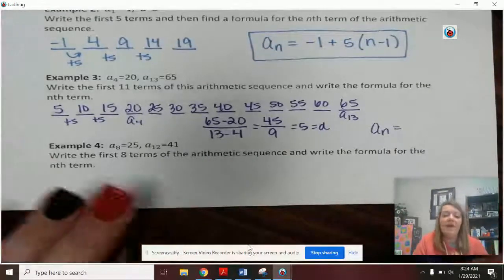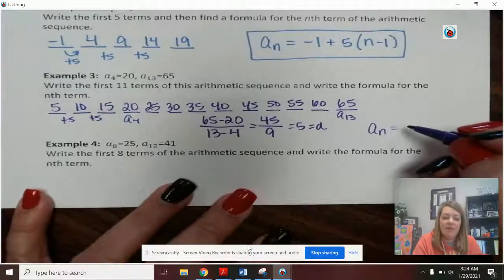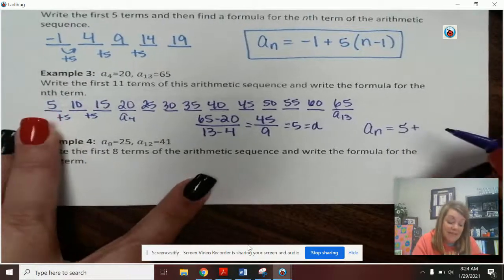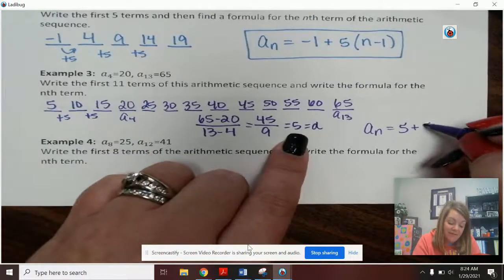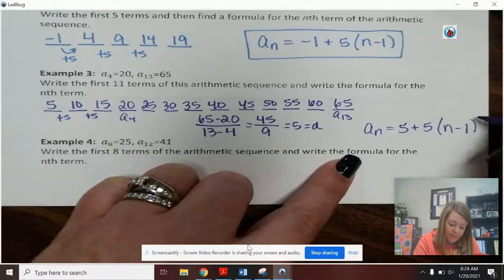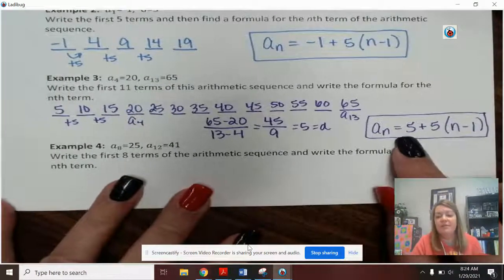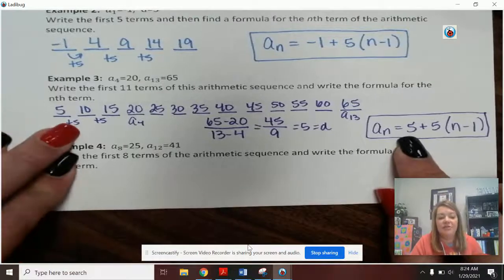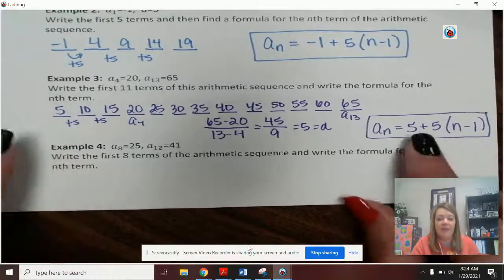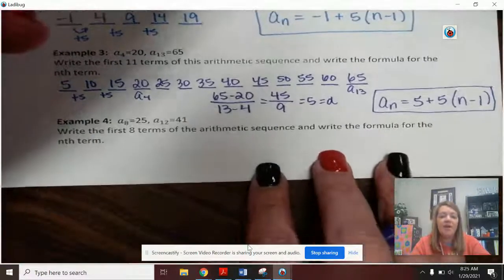Okay, so now I think I have all of my pieces of information to write the formula. So a sub n equals a sub 1, which is the very first term, which is 5, plus d, which also happens to be 5, times n minus 1. So those 5s are the same by chance, okay? This is the first term, and it's also the difference, okay? So that doesn't happen, that they're always the same. It only happened because the first term and the d were the same number. Okay, let's do one more of these.